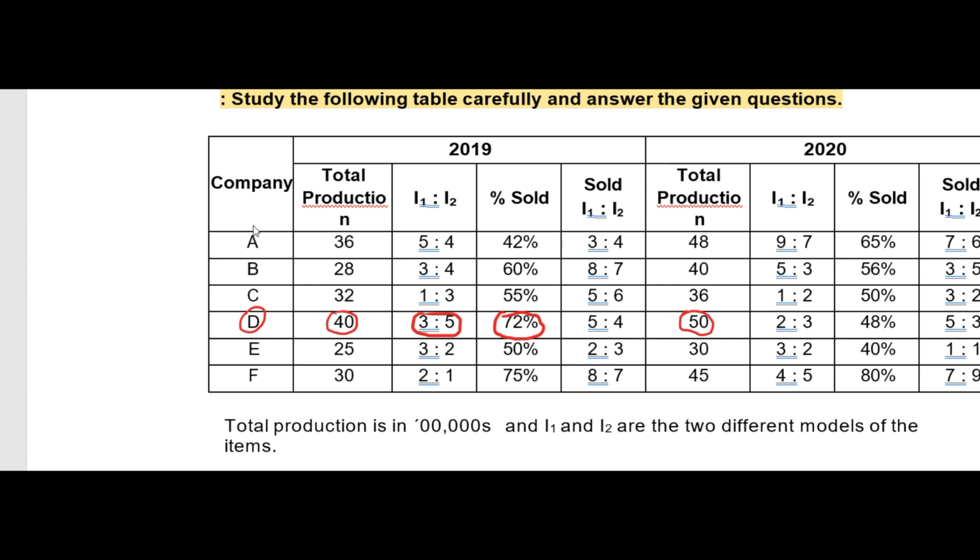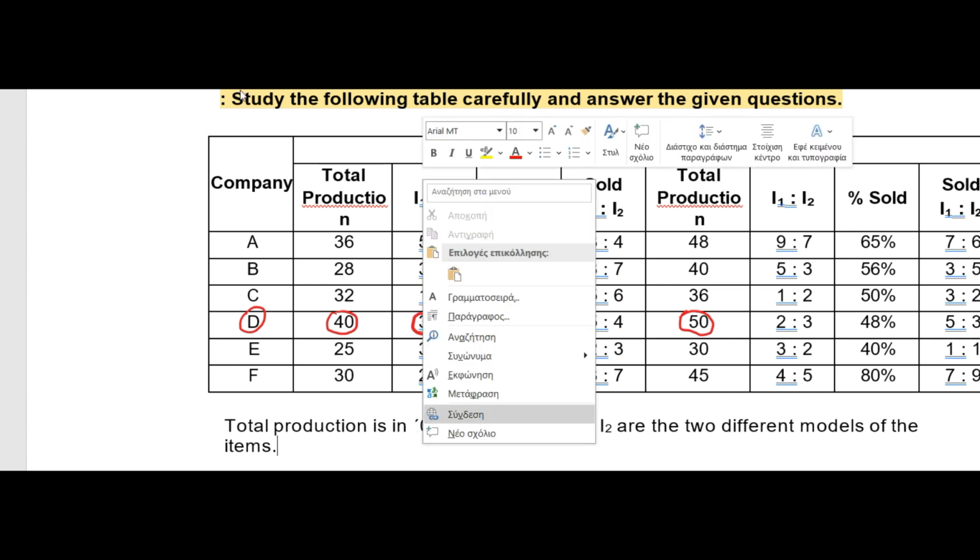To solve one more question, EPSO exam style question. Let's start. We have a number of companies, A, B, C, D, E, F. This is the total production of the companies, as the question says here. So the total production is 40, for example. The production is in hundreds, thousands.